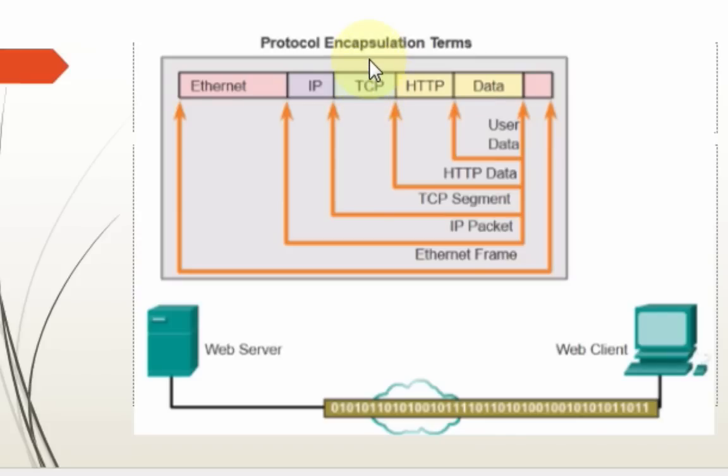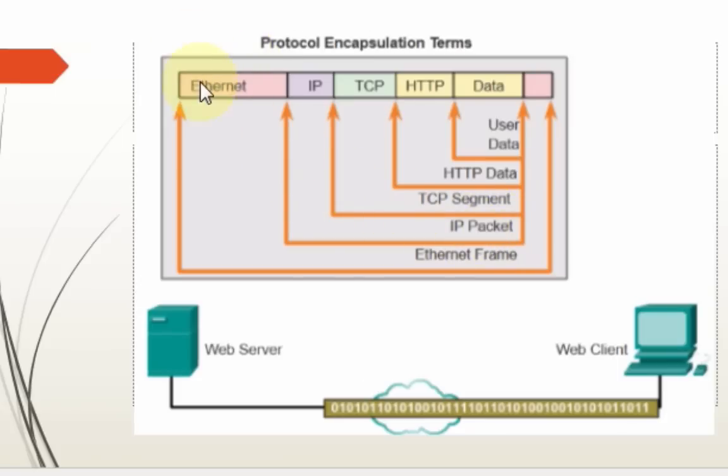The TCP transport layer protocol is used to manage the individual conversation between the web server and the web client. Then, the next step is that the IP information is added to the front of the TCP information. The IP assigns the appropriate source and destination IP addresses. This information is called an IP packet.